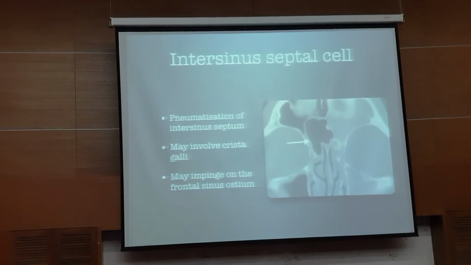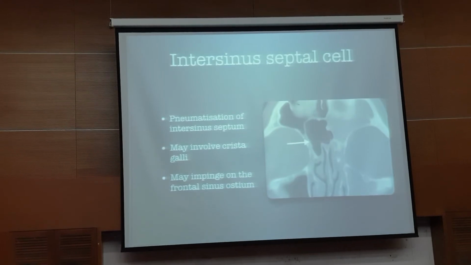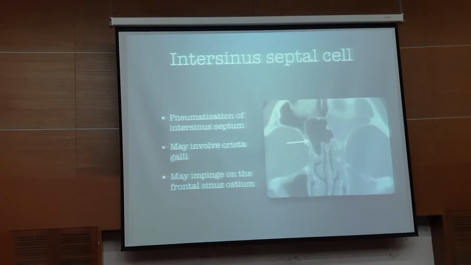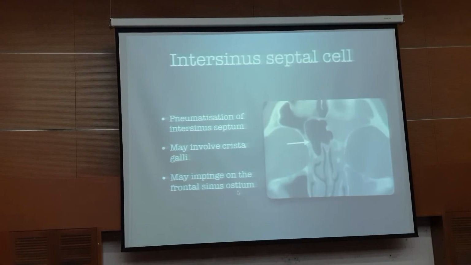You can also see, within the frontal sinuses, that the intersinus septum can have a cell there. If that's pneumatized and gets large enough, it may involve the crista galli, may even cause some disease, and may impinge on the FSDP.